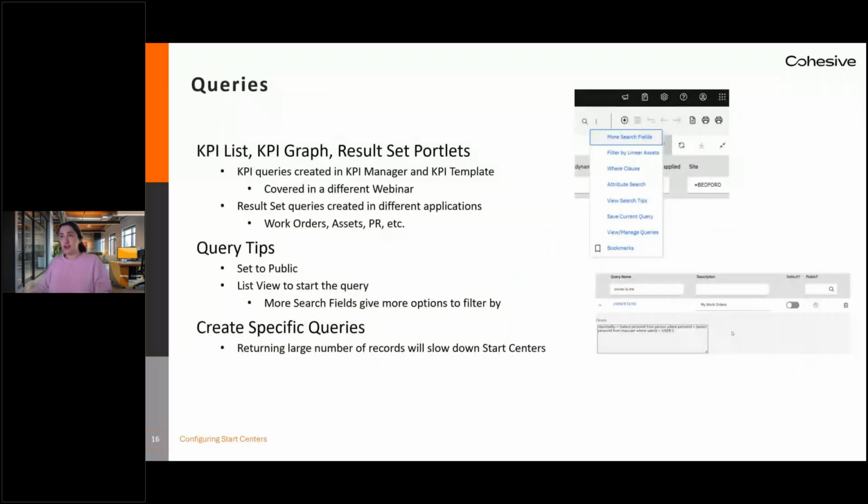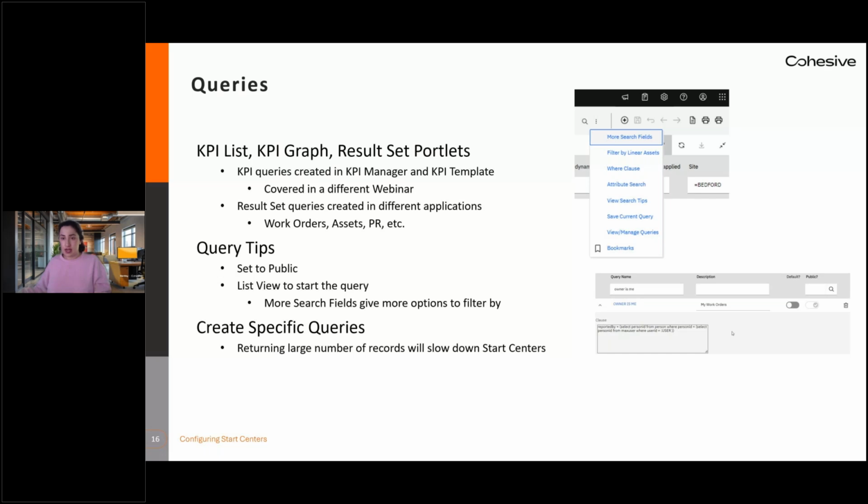Now we're going to take a look at queries. These are used in the KPI list, KPI graph, and result set portlets. The queries for KPI list and KPI graph come from the KPI manager and KPI template applications, which will be covered in a different webinar. The result set queries come from the desired application, such as work orders, assets, purchase requisitions, etc.